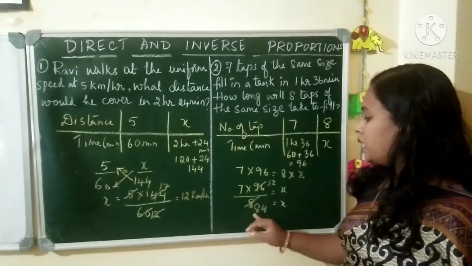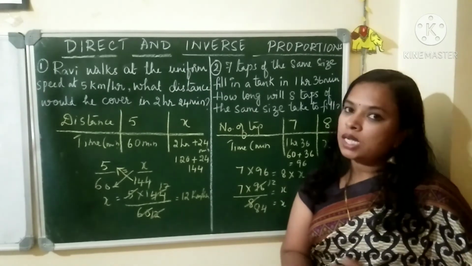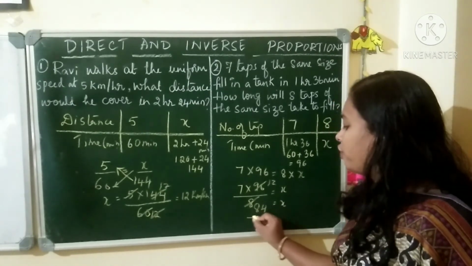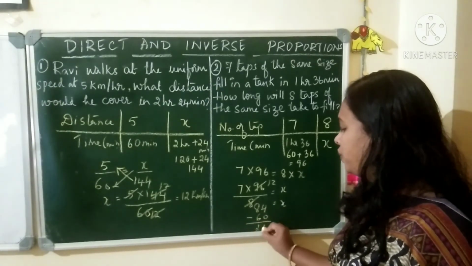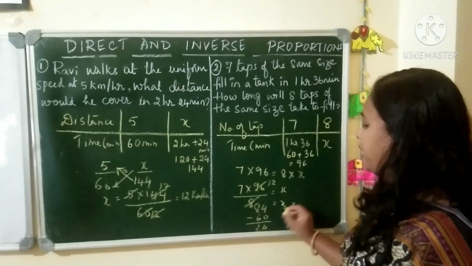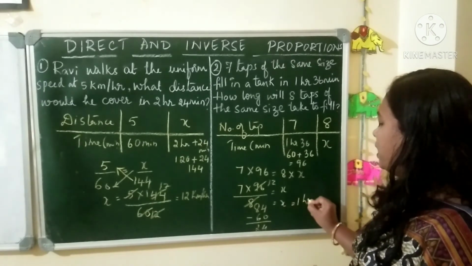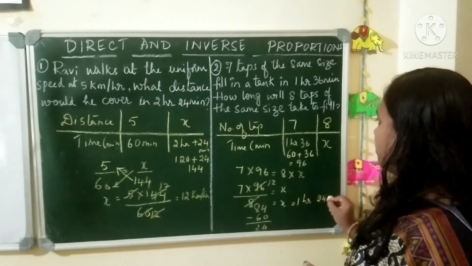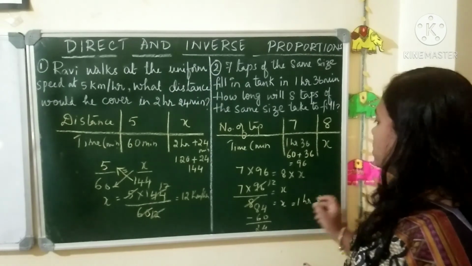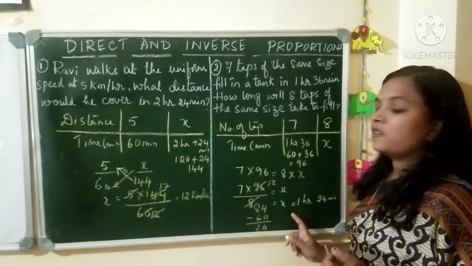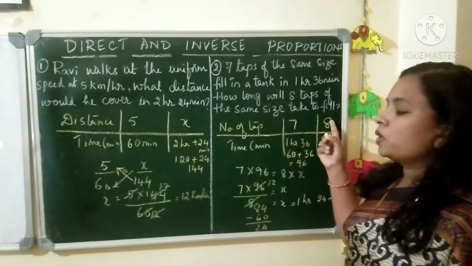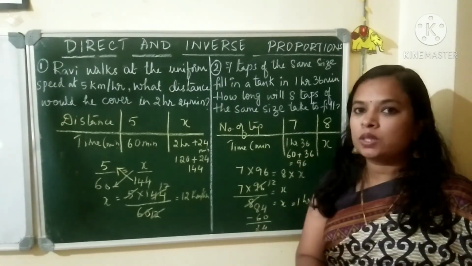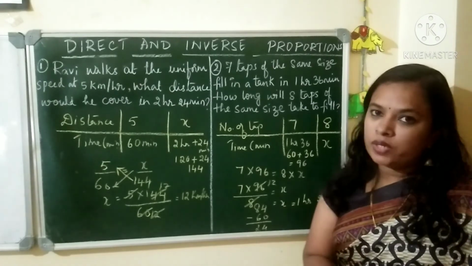So just convert this minutes into hours and minutes. So 84 minus 60 you need to do. So that will give you here 24. So that means 84 is equal to 1 hour 24 minutes. Okay. So you can see there is decrease in this time taken. So when there is increase in one quantity and decrease in the other quantity, then it is inverse proportion.